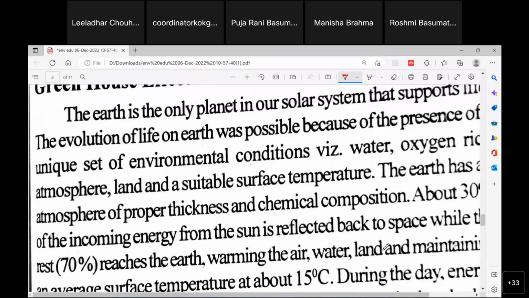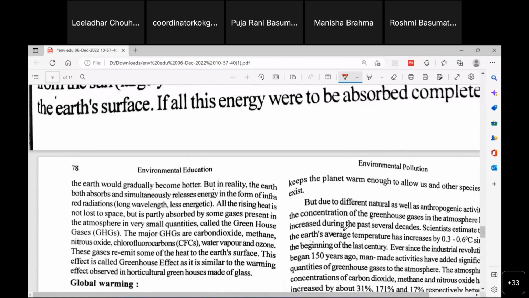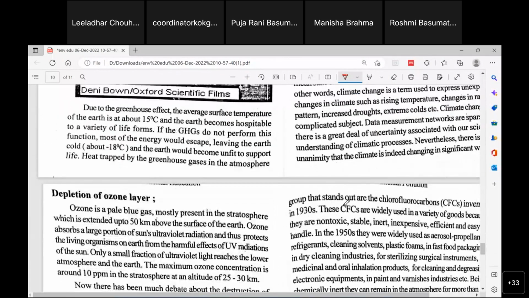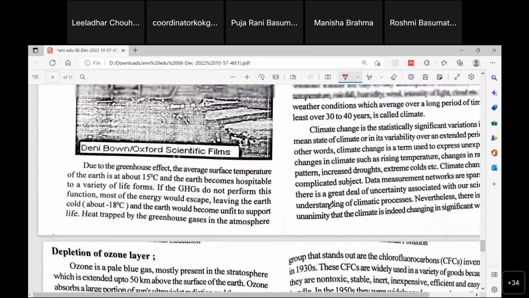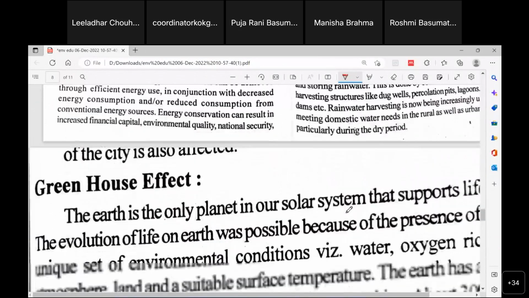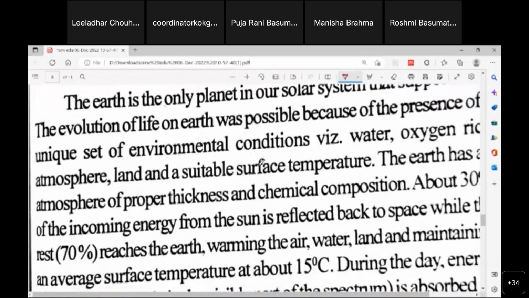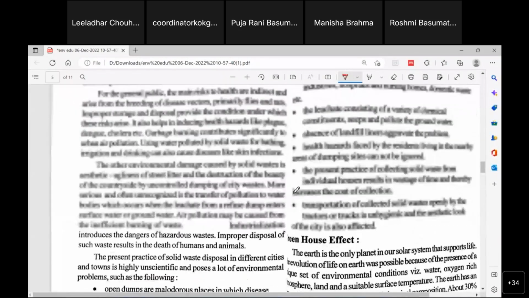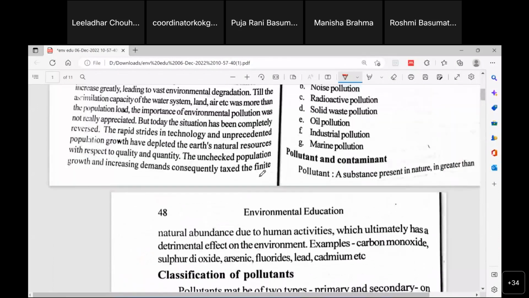Then comes your greenhouse effect and global warming, climate change, depletion of ozone layer, and acid rain. So these are the things that have been allotted to me in these lectures. So straight away, without wasting any time, we will go to the main topic.